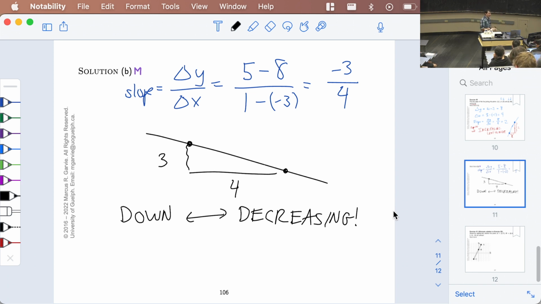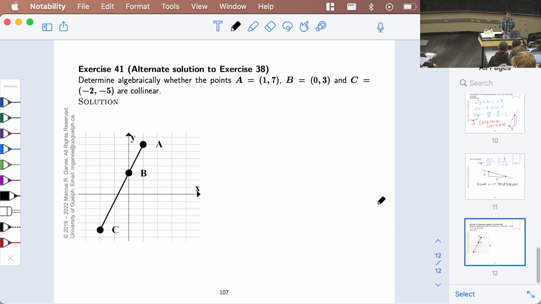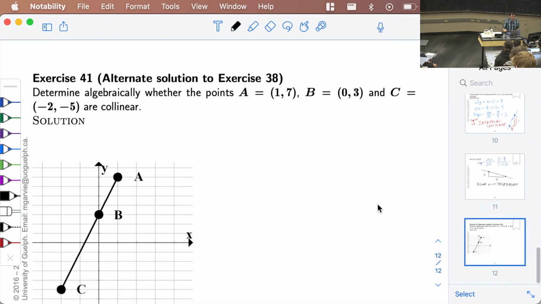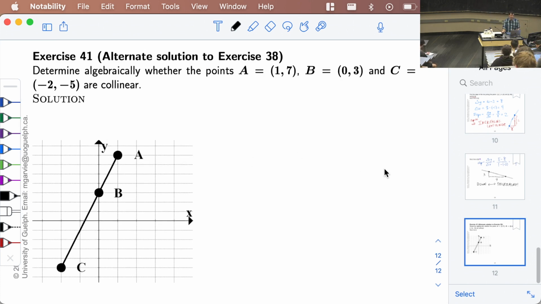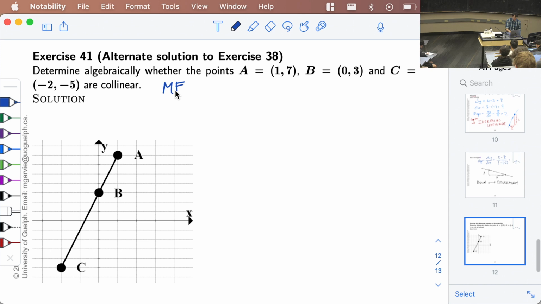All right, there's one more activity we're going to do, which is using slope to answer the same question we did before. So a few minutes ago, we calculated these 3 points, A, B, and C. We said, are they in a straight line or not? And we did it using distance. So that was method 1.